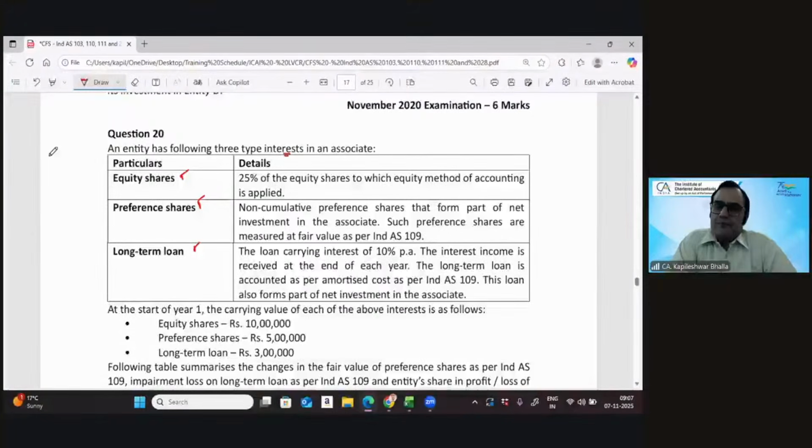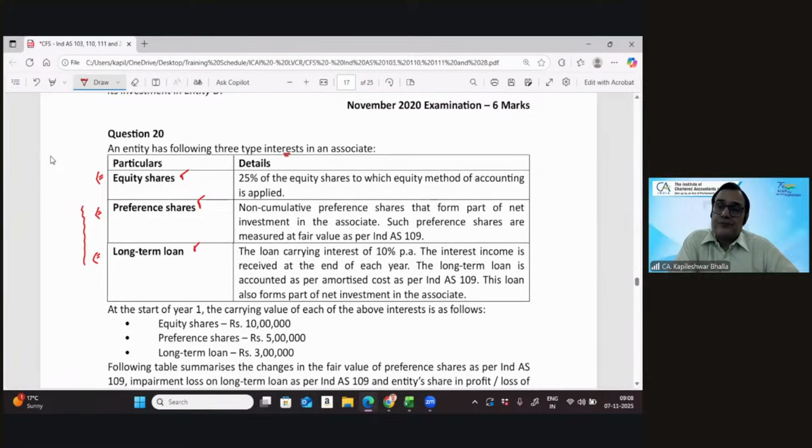Can you tell me, when a company has got investment in an associate, and I'm looking at the standalone financial statements, let's talk about preference shares and long-term loan. Would the investment in preference shares and long-term loan be accounted under Ind AS 109? Yes or no?